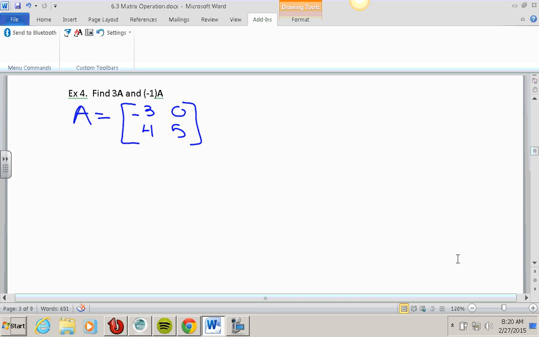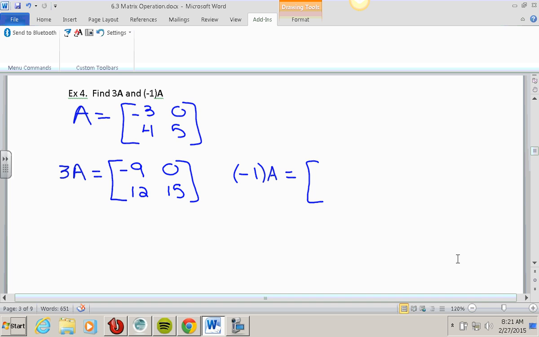All right, so let's start by finding 3A. All you're doing here is taking each part of this matrix and multiplying it by 3. So negative 9, 0, 12, 15. And if we want negative 1A, it's the inverse of it, so all you're doing is multiplying through by negative 1: 3, 0, -4, -5. So very, very simple.